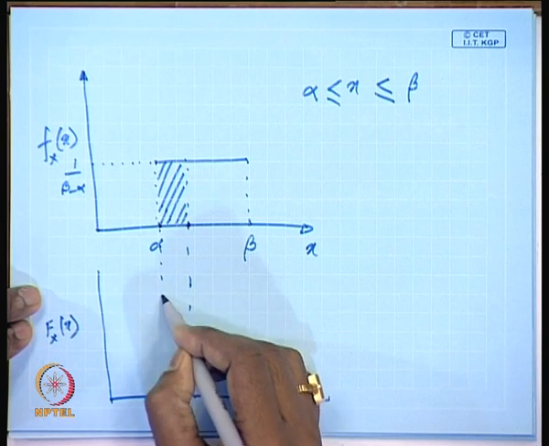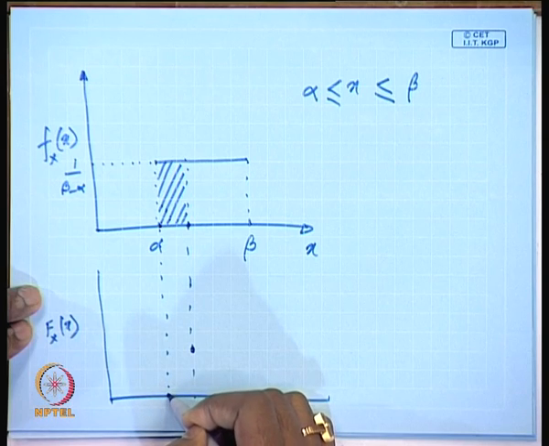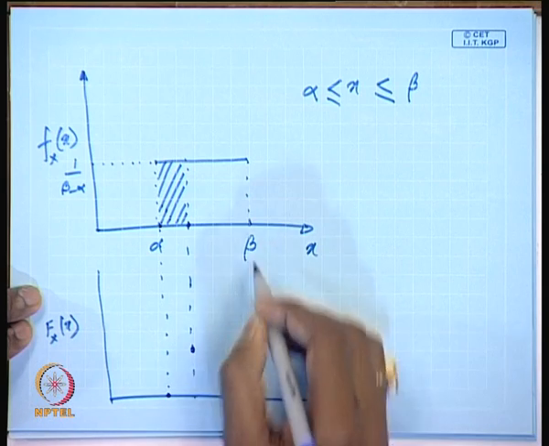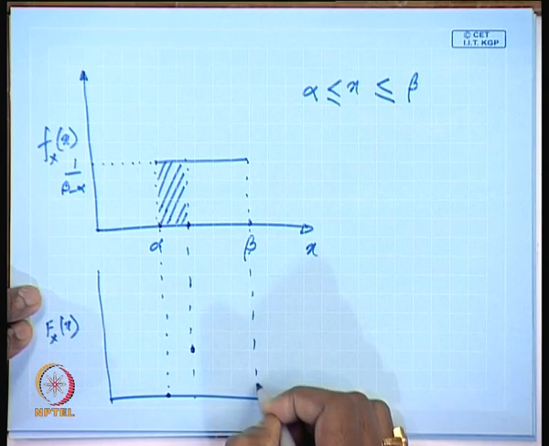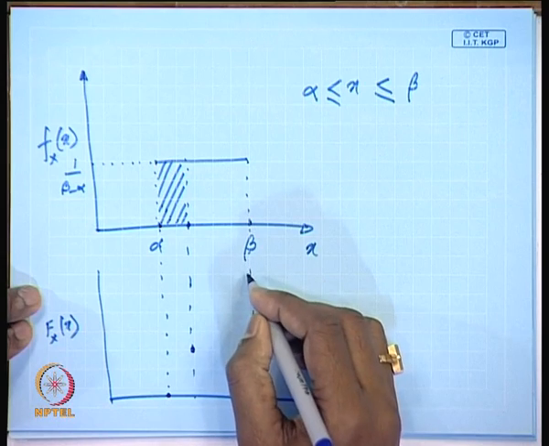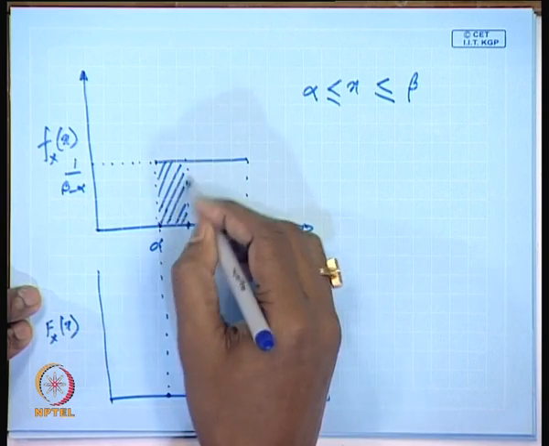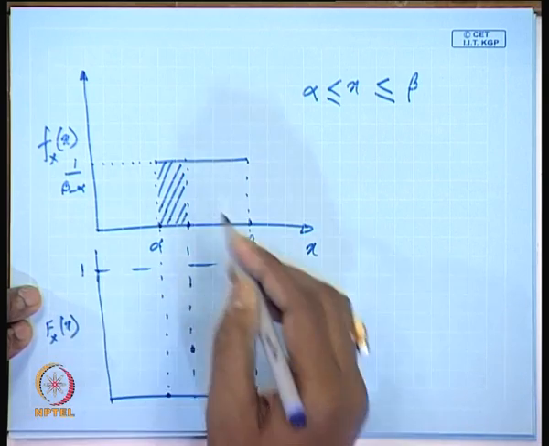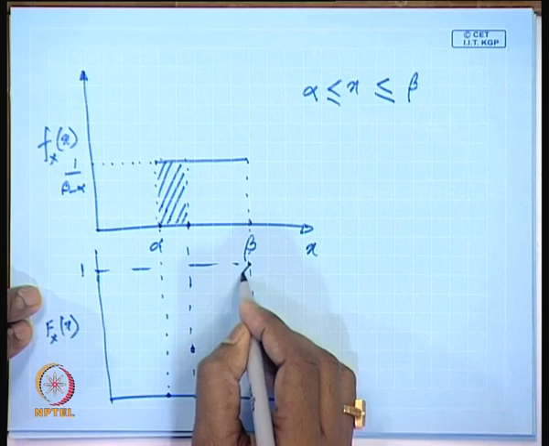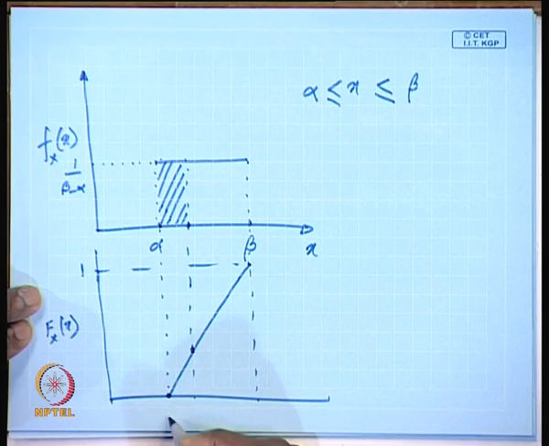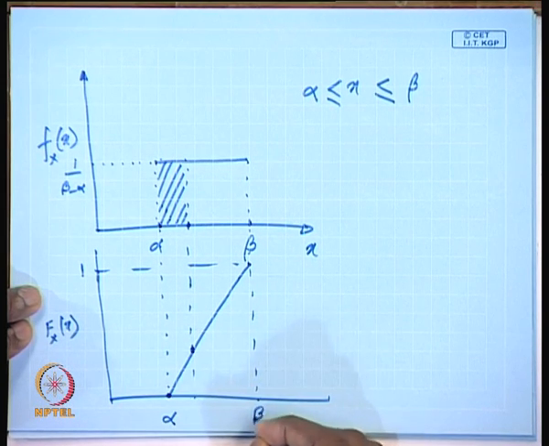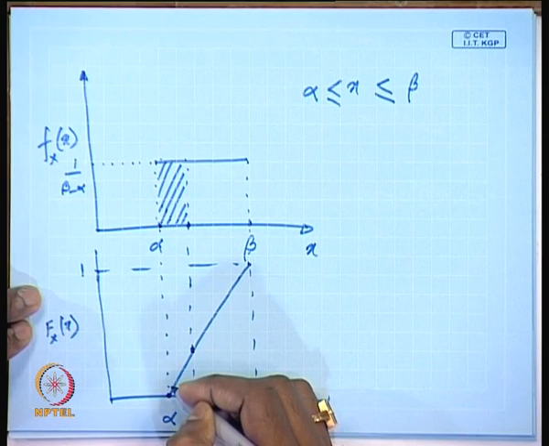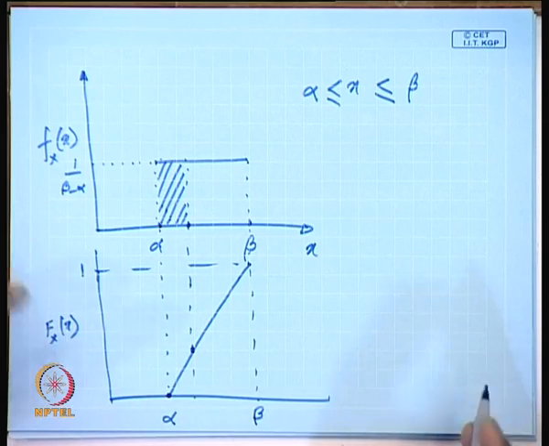So this corresponds to this point, and if we move x up to beta, then from the second property it should touch the value where the total area is equal to 1. So this value should come as 1, and as this is uniform, this should be a straight line starting from 0 at alpha and reaching 1 at beta. So this will be your CDF, the cumulative distribution function for the uniform distribution.